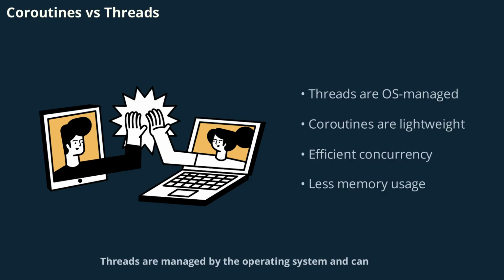Threads are managed by the operating system and can be expensive in terms of memory and context switching. Coroutines, on the other hand, are lightweight and can be multiplexed on fewer threads. This allows for efficient concurrency without the overhead of explicit thread management. Coroutines provide a more scalable and manageable way to handle multiple tasks simultaneously, making them ideal for modern applications.